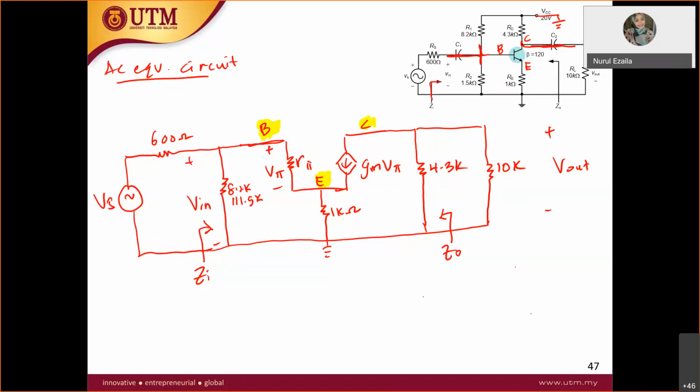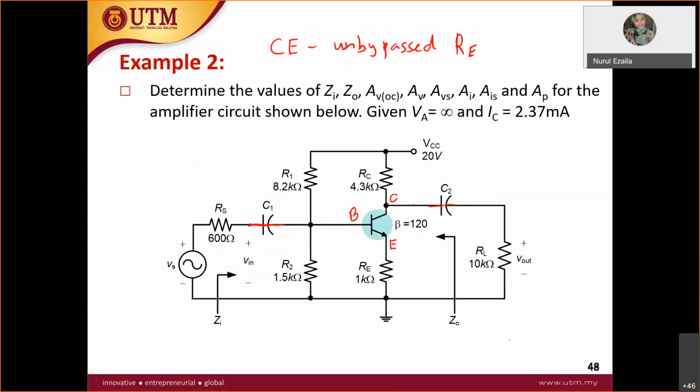All right, so let's calculate. From the question, given IC is equal to 0.37 milliamperes, you are asked to find everything there. Let's find the R pi first, the gm and r pi. So what will be the R pi in this case? R pi is equal to what? First, you need to calculate gm, because IC is given.